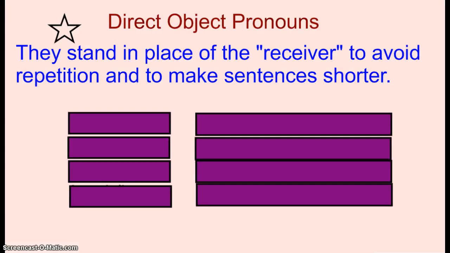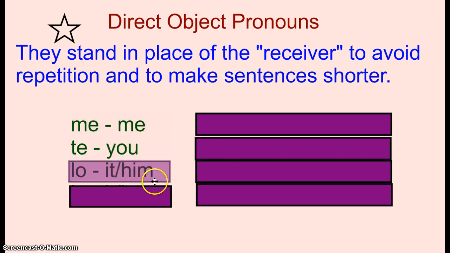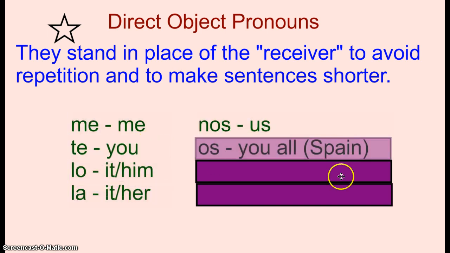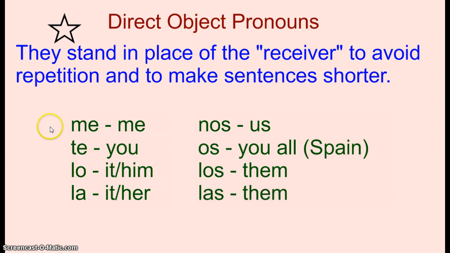So let's talk about direct object pronouns. In English, there are words like it and them and us. In Spanish, there are 8 direct object pronouns. Memorize these. They're going to stand in the place of the receiver, the direct object, to avoid repetition and make your sentences shorter. Your 8 direct object pronouns are me, te, lo, la, nos, os, los, and las. Please take a minute to write these down if you don't remember them and to start memorizing them.